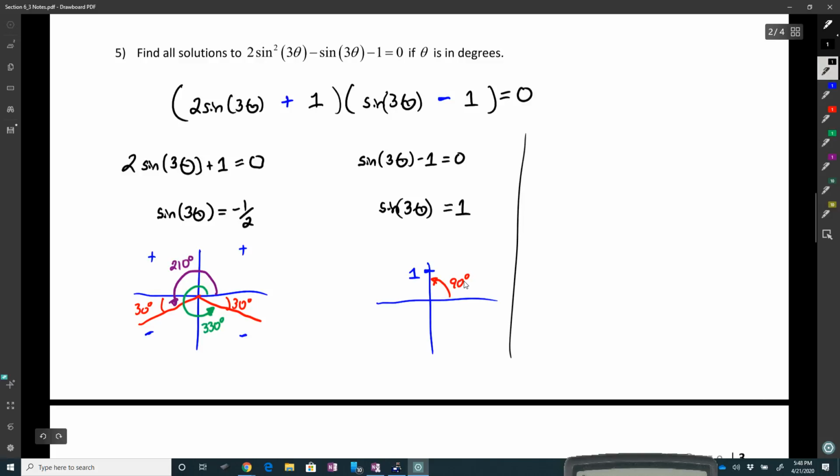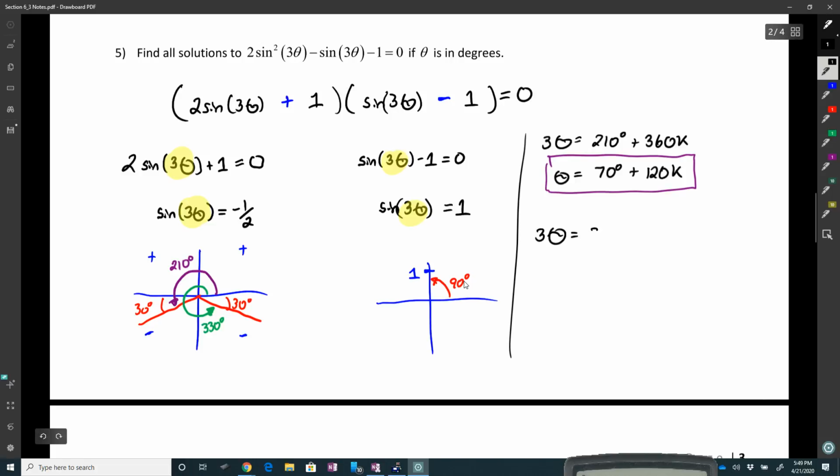So as far as answers go, the inside is 3 theta. So it's going to be 3 theta equals 210 plus 360k. I can divide everything by 3. So that's 70 degrees plus, and then that's 120k. So that's my first answer. I go on to the next angle.